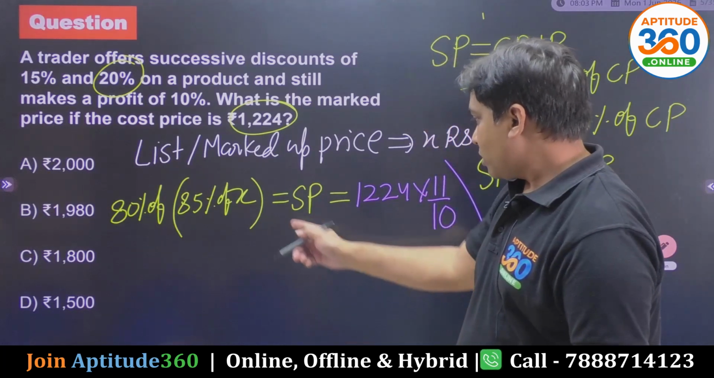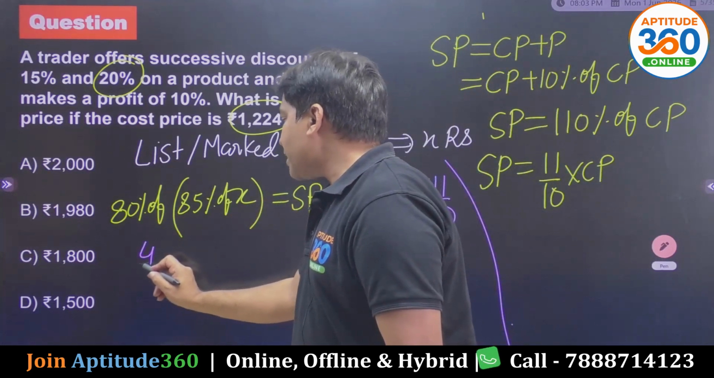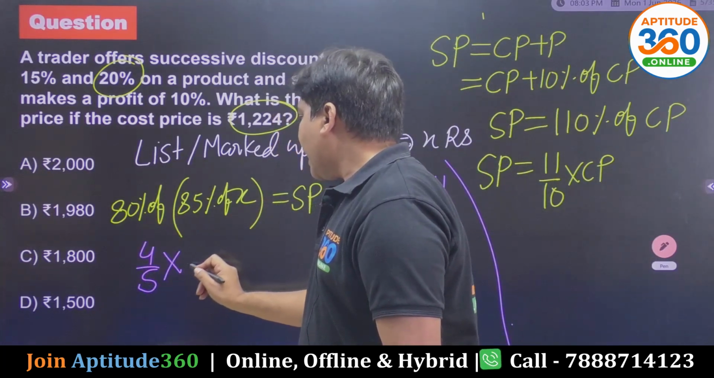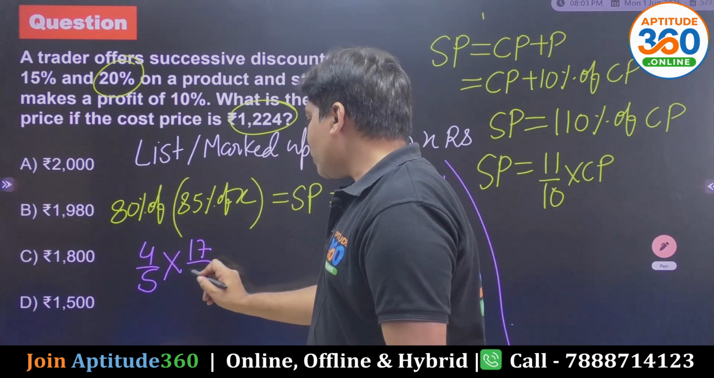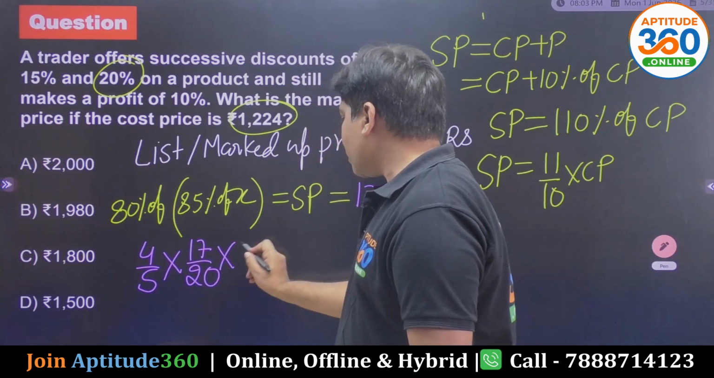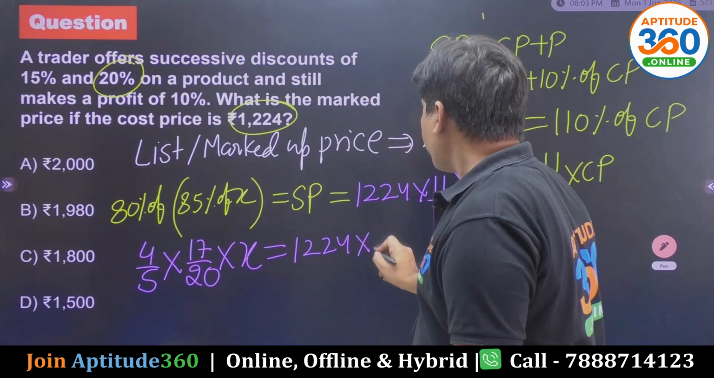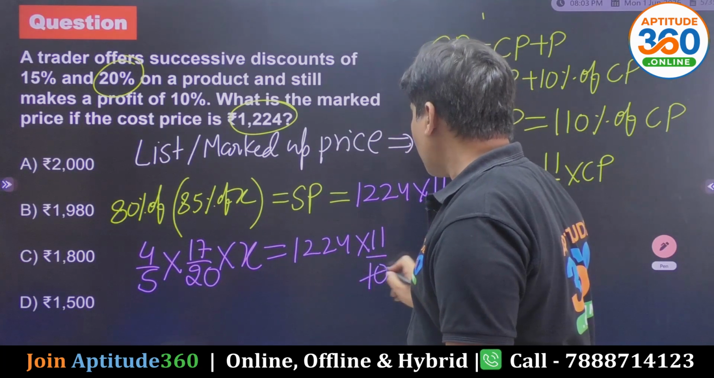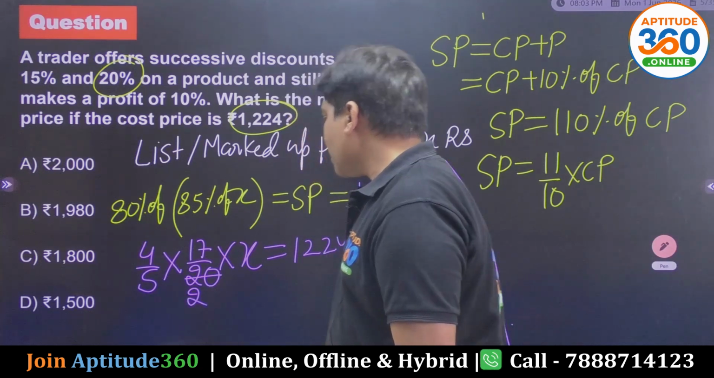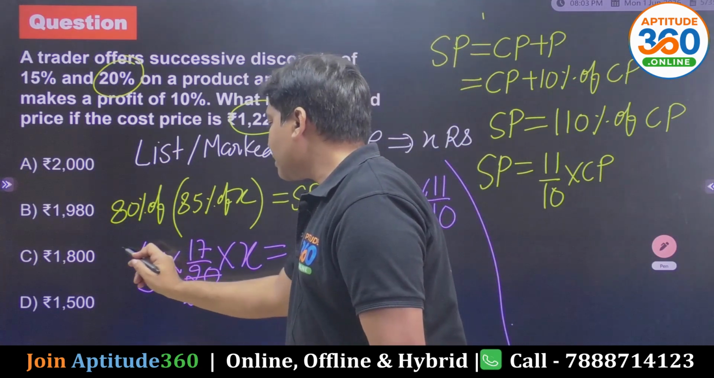Now I need to find out the value of X. 80% can be written as 4 by 5. 85% can be written as 17 by 20. Please simplify this for yourself. Into X should be equivalent to 1224 into 11 by 10. This can be, this is 2, right? And then this is 2.